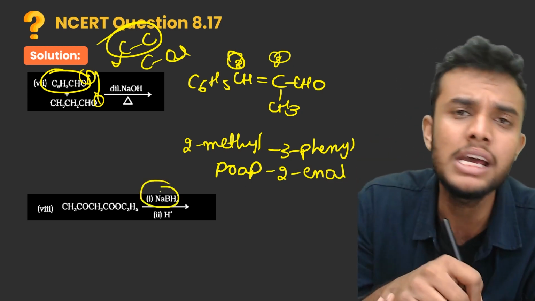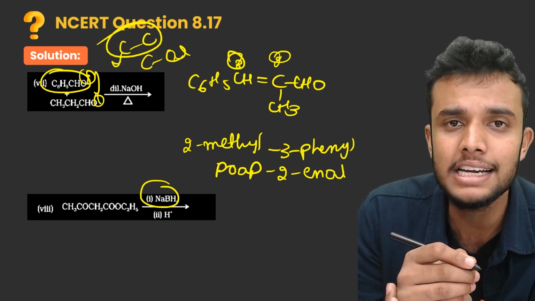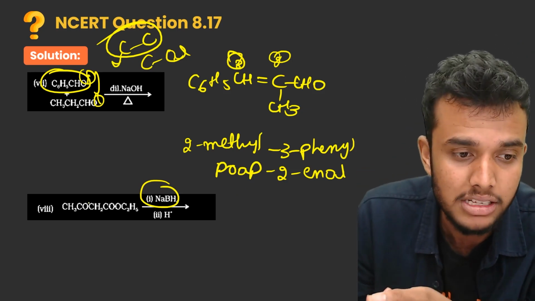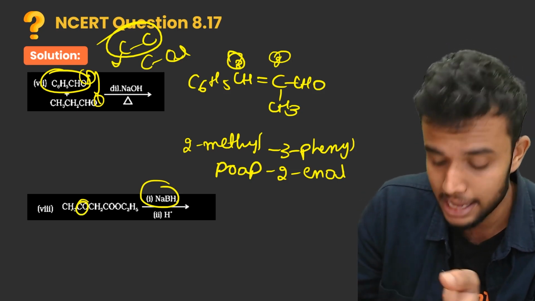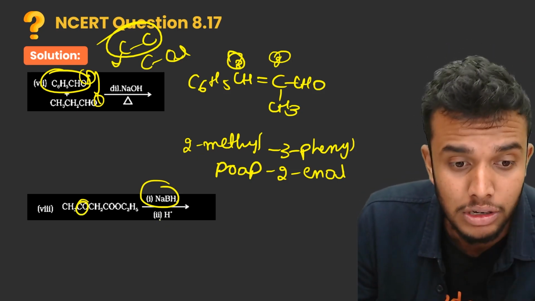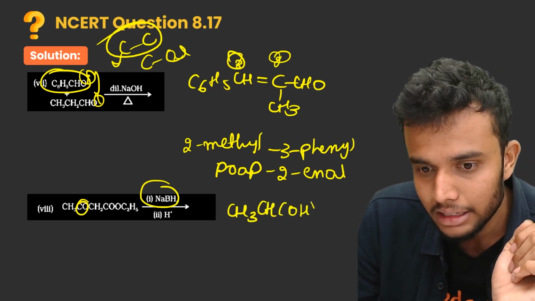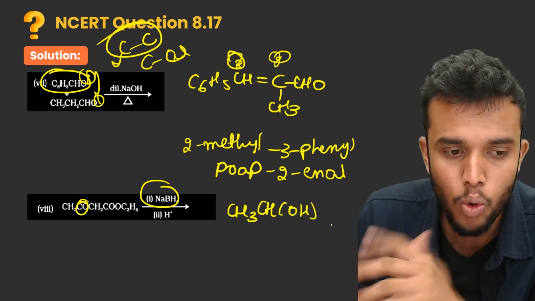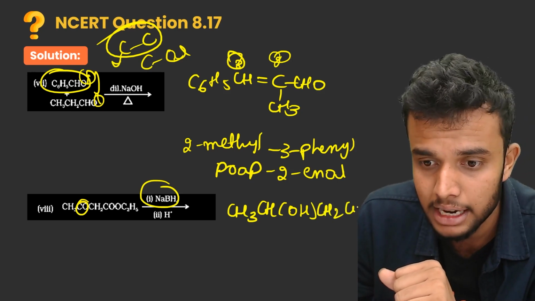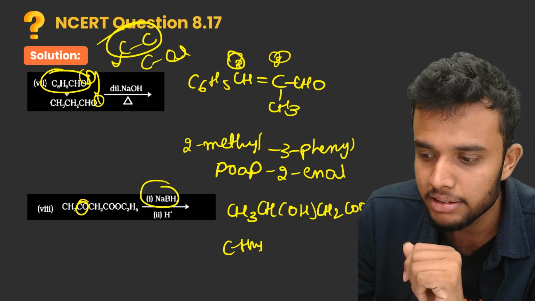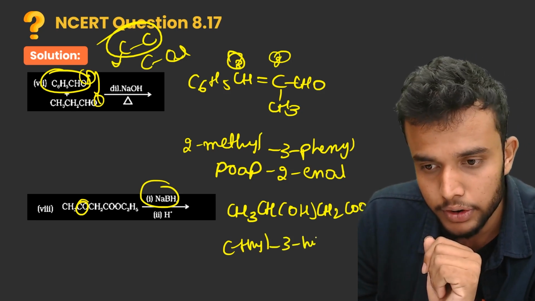NaBH4. We are already familiar with this reagent, right? What is the use of NaBH4? It acts as a reducing agent. What happened? The CO group is converted: hydrogen is added to yield the final product. The C double bond O is converted to an OH group, right, students? We are already familiar with this type of reaction. What is the final name? The final name is ethyl 3-hydroxybutanoate.